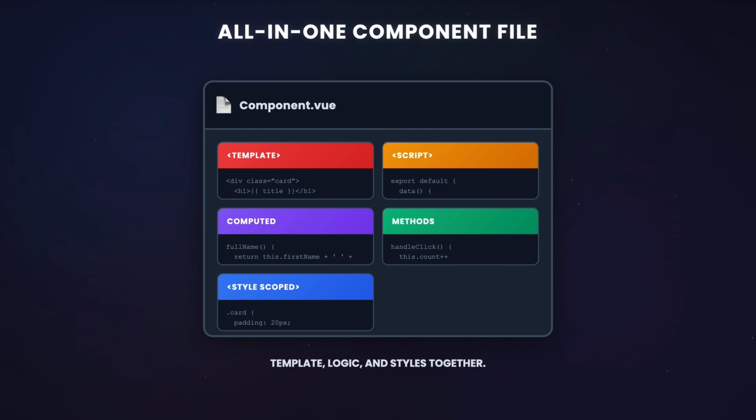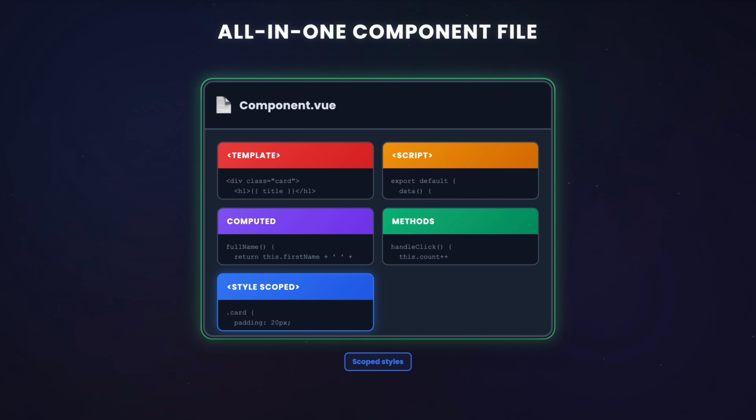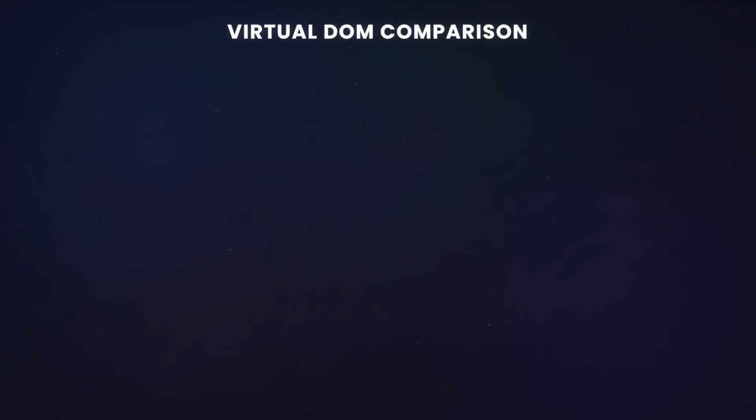This might seem simple, but it's incredibly powerful for developer experience. When you need to understand or modify a component, everything you need is right there in one file. You're not hunting through separate HTML, JavaScript, and CSS files trying to piece together how something works. The styles can even be scoped, meaning they only apply to that specific component and won't accidentally affect other parts of your application. Now let's talk about how Vue actually makes your interface reactive.